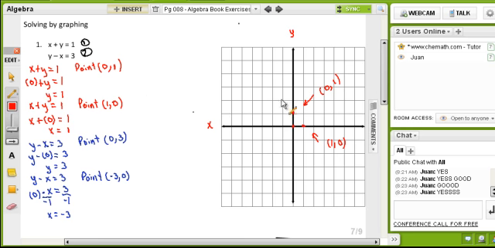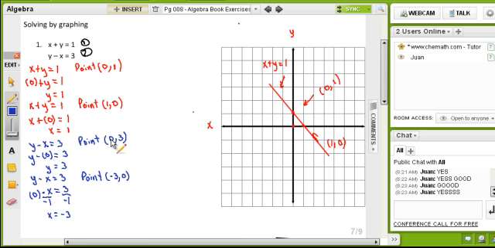So that's going to be my line. So that line is my equation x plus y equals 1. That line. Now I'm going to make my second line.